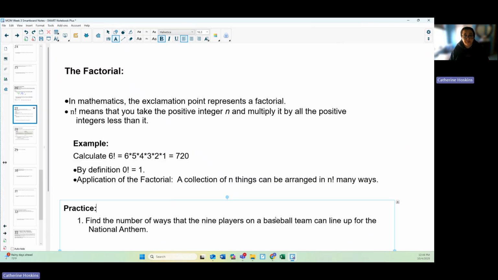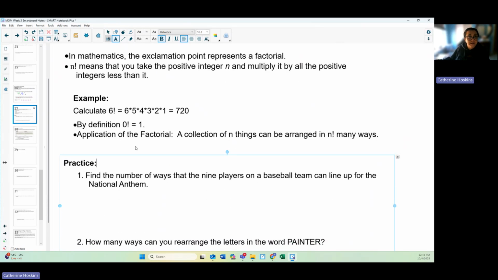The application for factorial is that a collection of n things can be arranged in n factorial many ways. So if we want to find the number of ways that 9 players on a baseball team can line up for the national anthem, or how we can arrange those 9 different players, we're just going to say 9 factorial. I would bring Desmos back over.